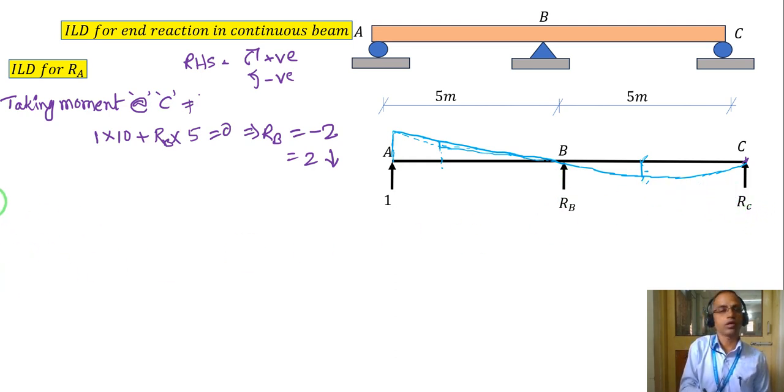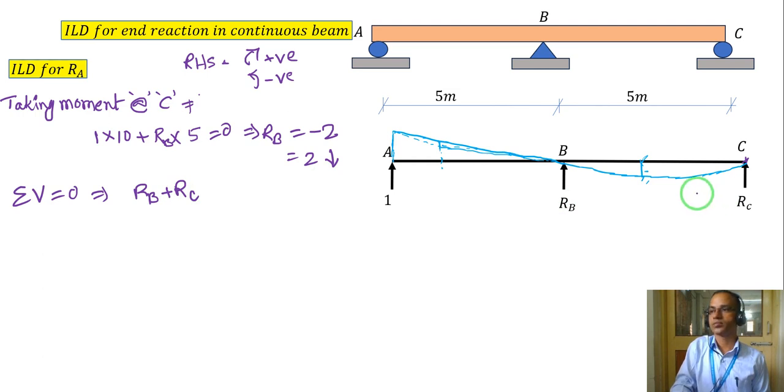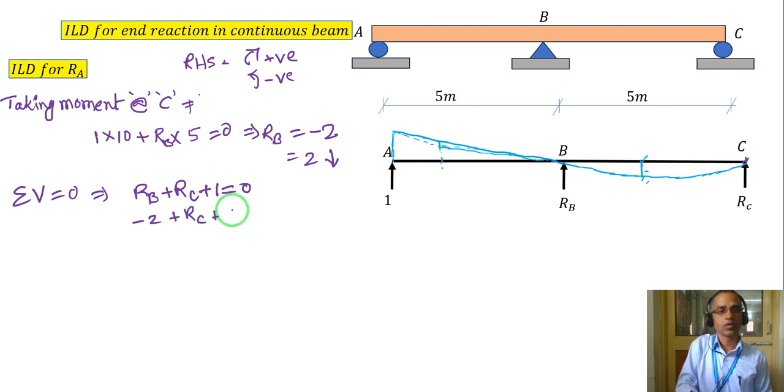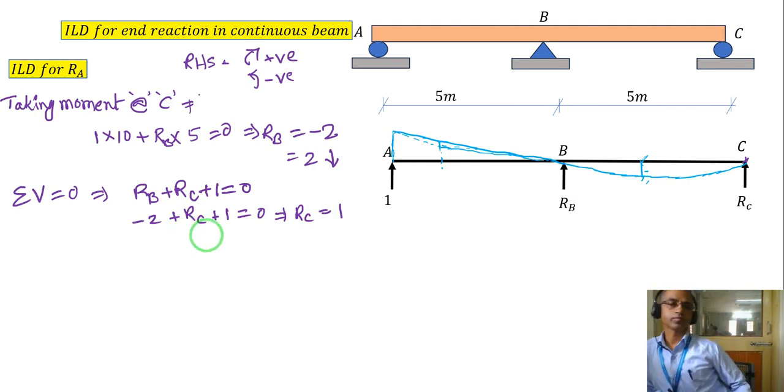We know the total summation of vertical forces is equal to 0. That means RB plus RC plus this 1 is equal to 0. So RB is minus 2, plus RC, plus 1 is equal to 0. So that means RC is equal to 1. RC equal to 1.